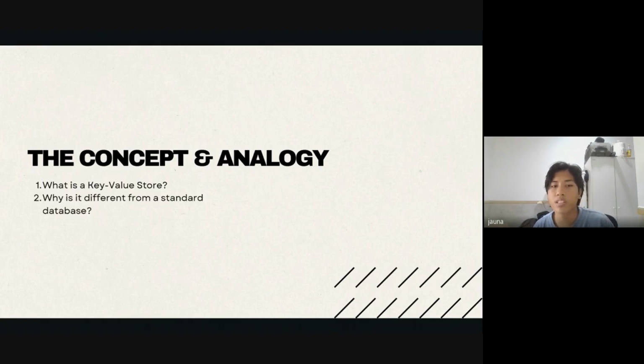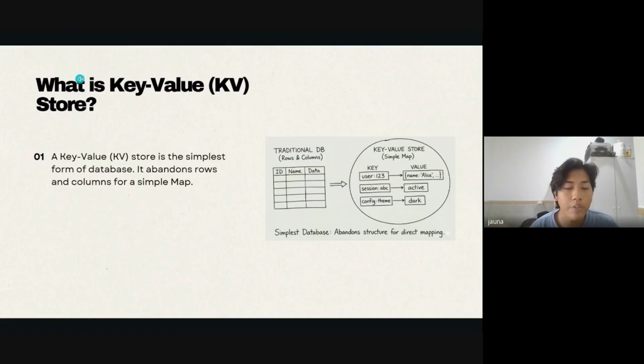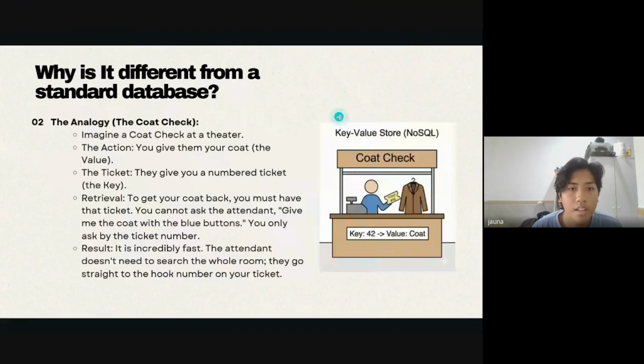We must understand what a key value store is and why it is different from a standard database. So a key value store is the simplest form of the database. It abandons rows and columns for a simple map. Okay, and then to understand thoroughly, let's use the coat check analogy.